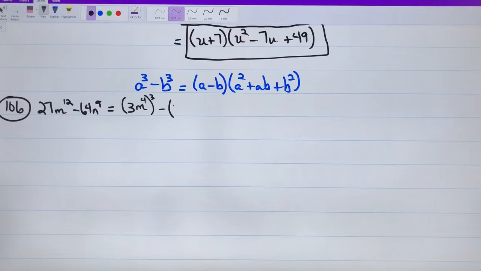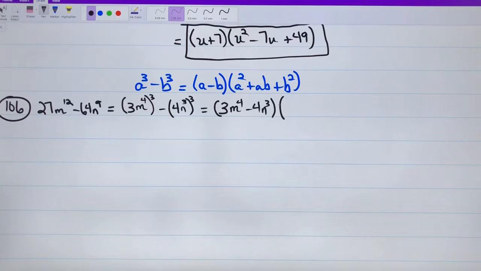And 64n to the 9th is going to be the perfect cube of 4n to the 3rd. So you can envision a being represented by 3m to the 4th, and b by 4n to the 3rd. So for a minus b, we're going to have 3m to the 4th minus 4n cubed.